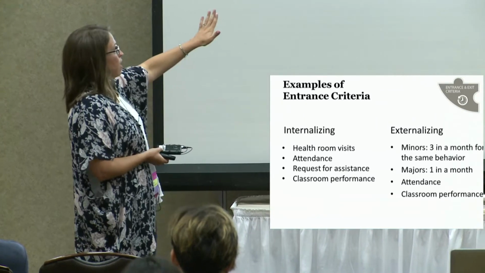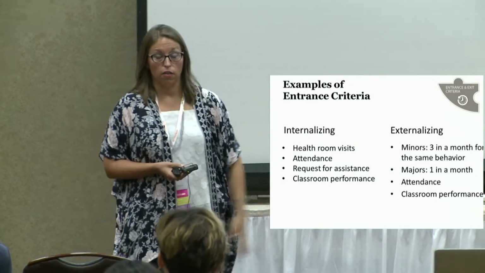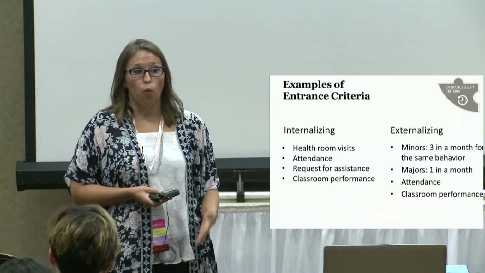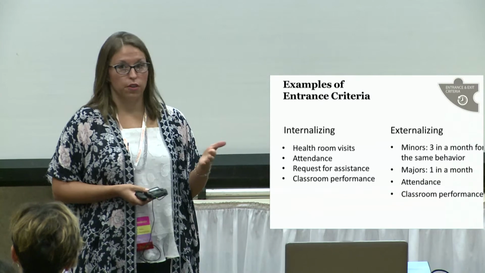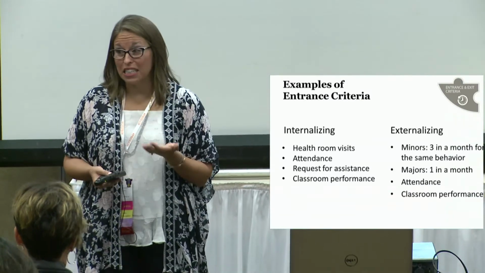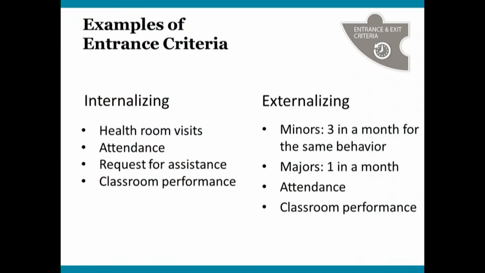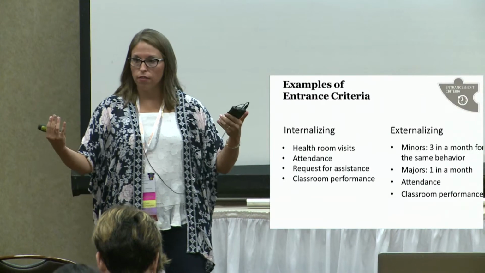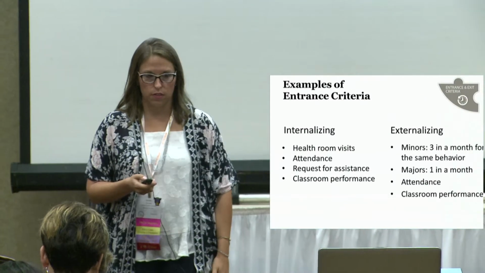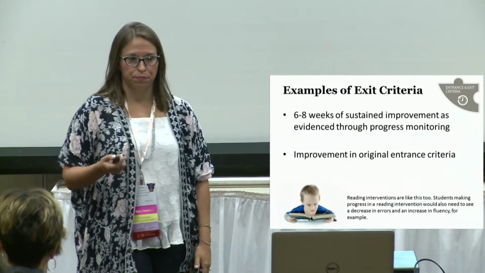So you'll see some examples up there that might make your eyes go, oh, wow. 1 major would equal a tier 2 intervention. Well, that's a big deal. A major, if we've really well defined that, that's a big deal, okay? So we have to lower our entrance criteria so that we are catching students early and often enough so that we can actually provide that low-level support through tier 2.